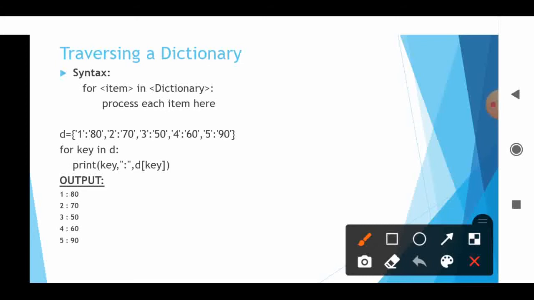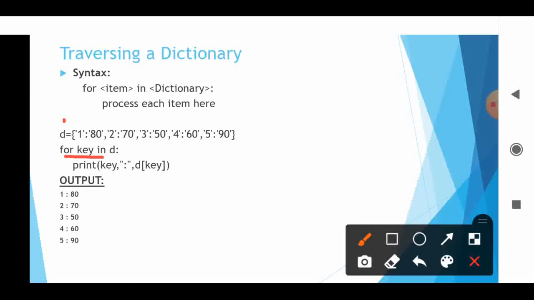So how do we traverse a dictionary? What is the syntax for using this? For item in dictionary, end with a colon. Now D is equal to some set of key value pairs that we have created in the dictionary D. For key in D, where key is a control variable.